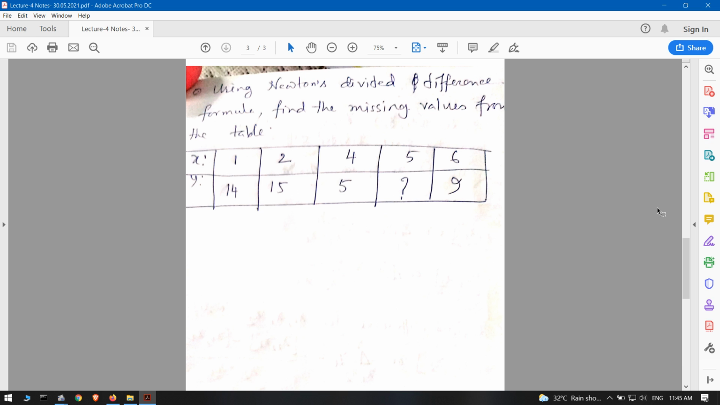But for other divided differences, there is none, since we have already finished the third divided difference. After the third divided difference, we cannot calculate the other divided differences, isn't it? So now put the value. Y naught equal to how much? It is already given, that is 14 plus, now x equal to, we have to calculate the value for x equal to 5.